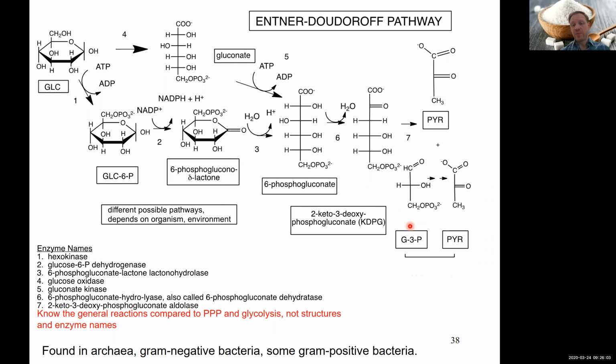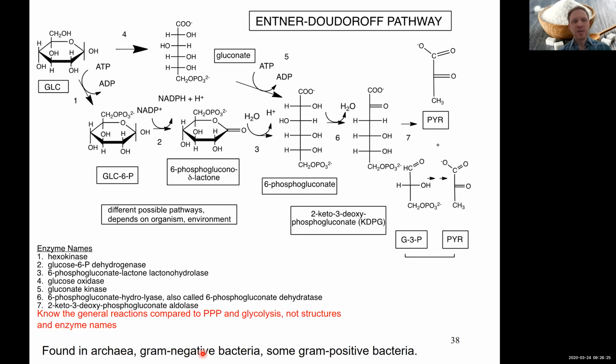The Entner-Doudoroff pathway is actually an evolutionarily ancient pathway. We find it in evolutionarily older organisms such as archaea, gram-negative bacteria, and a few select gram-positive bacteria. And what it actually is, is a combination of our glycolytic pathway and the PPP.